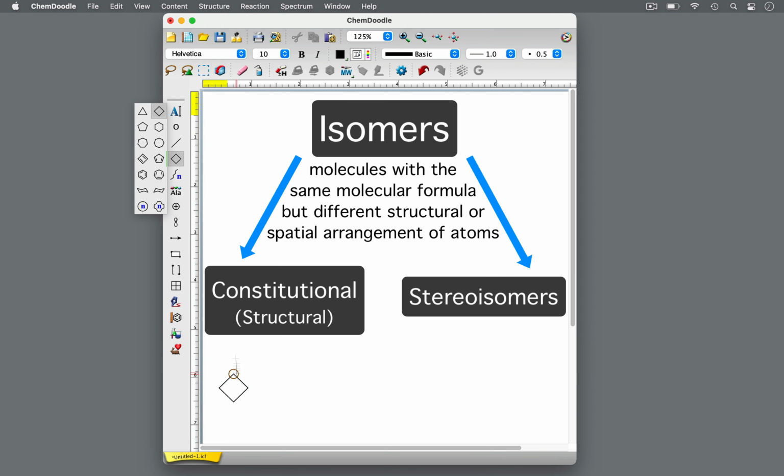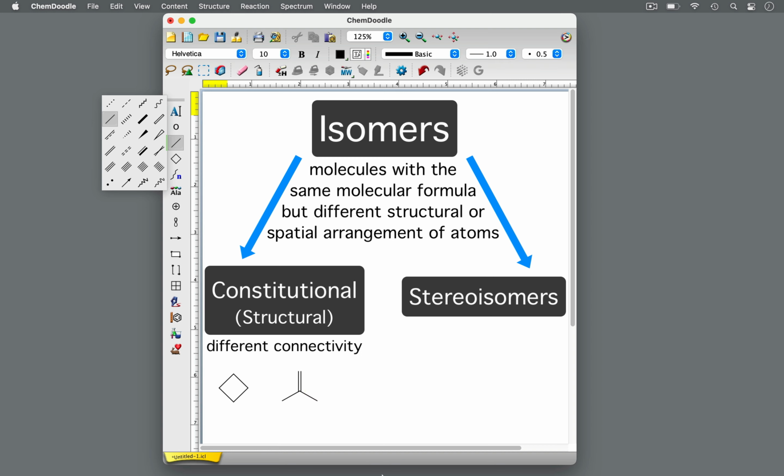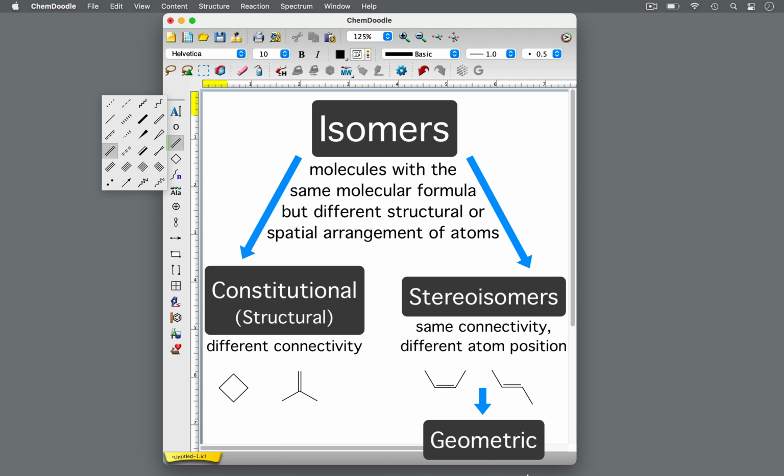Constitutional isomers have the same molecular formula but different structures. Stereoisomers are molecules with the same atoms bonded in the same way, but the atoms are oriented differently. There are different types of stereoisomers, but we will focus on geometric or cis-trans isomers.